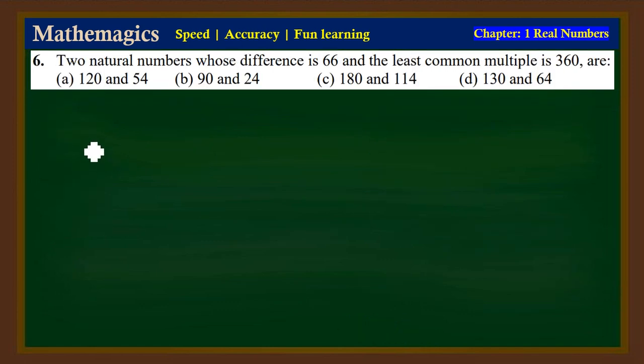Now, question number 6. The natural numbers whose difference is 66 and the least common multiple is 360. So here the question is saying that the LCM is equal to what?